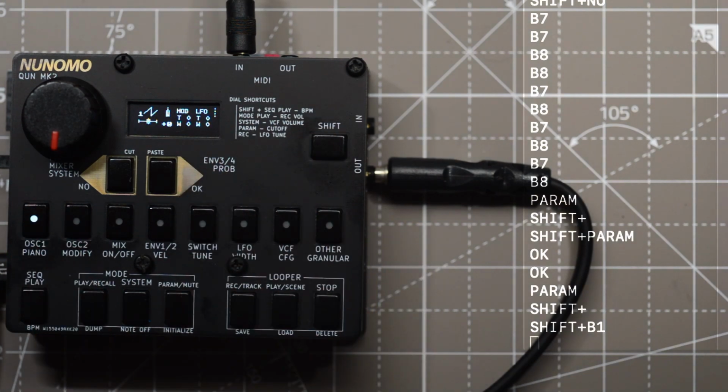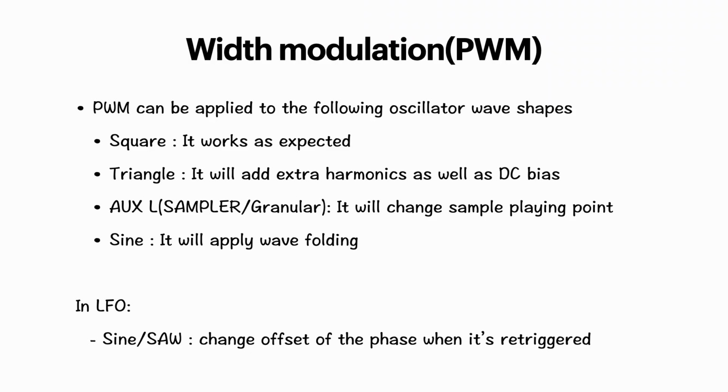So the next thing is PWM. PWM is not only limited to the square wave. If you apply PWM to the square wave, it works as expected, just like other synthesizers. And PWM can be applied to the triangle as well. In this case, it will add extra harmonics as well as DC bias.